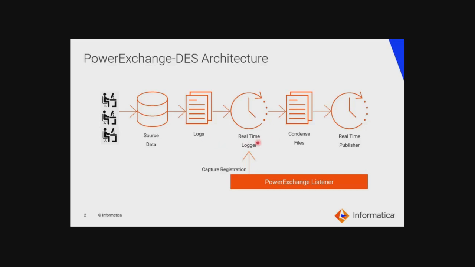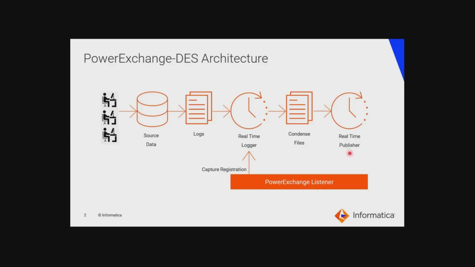Informatica's real-time logger can read from the database logs and write that information into a set of what are called condensed files. The configuration for the real-time logger is based on what's called a capture registration that's provided by the Power Exchange listener. The capture registration is initially configured on the Power Exchange client tool, also known as the Power Exchange Navigator. And then the listener will copy that to the machine where the real-time logger is running.